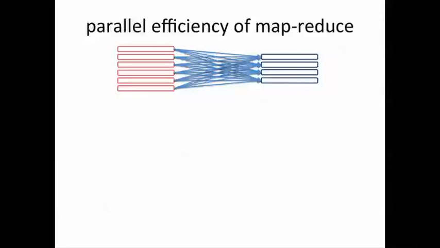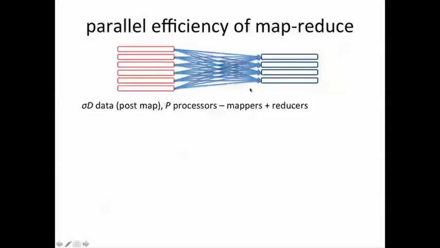You'll recall we began our discussion of parallel computing with the notion of parallel efficiency, so it's worth trying to figure out what is the parallel efficiency of MapReduce. Now let's assume that the data produced after the map phase is sigma times the original data size d. Further, we assume that there are p processors which in turn perform map and reduce operations depending on which phase they are used in, so we don't have any wastage of processors in this regard.